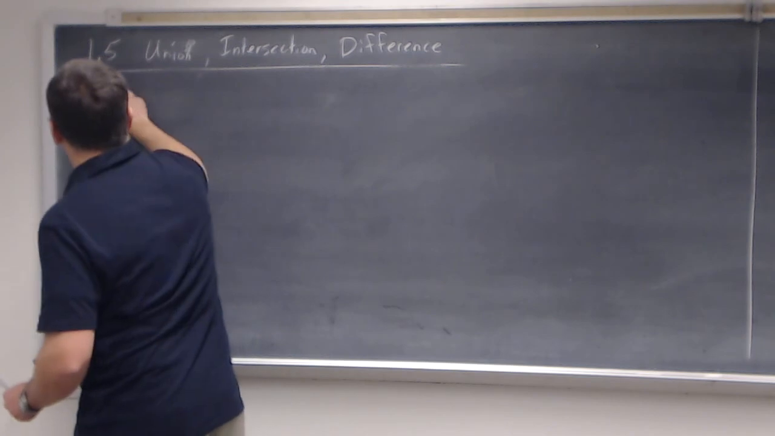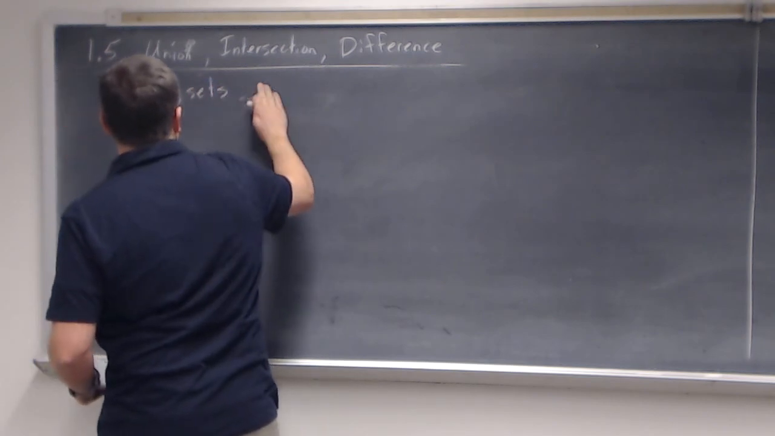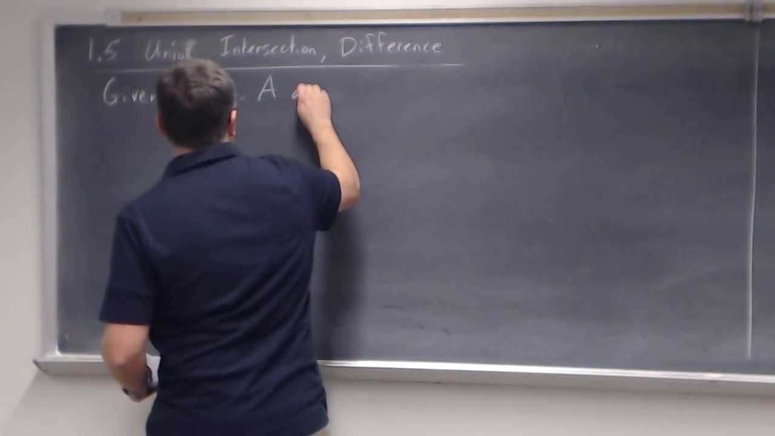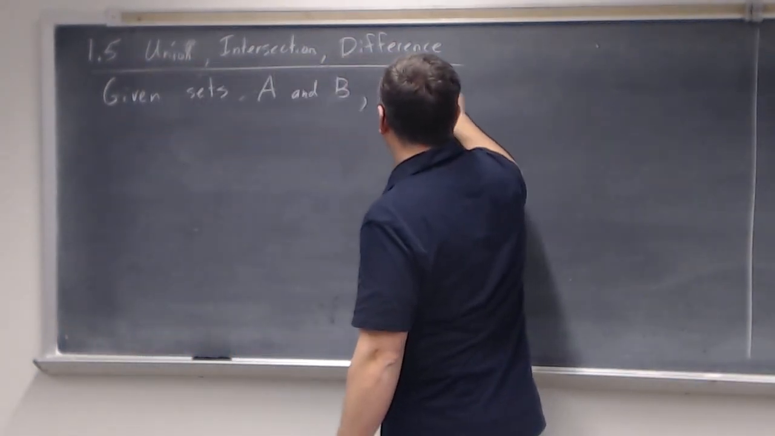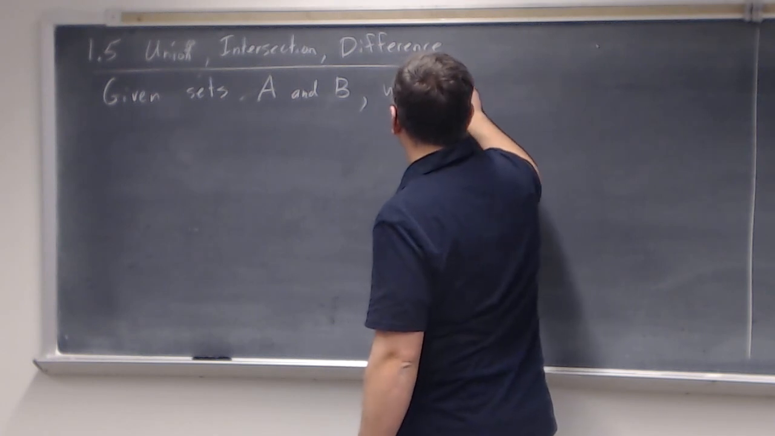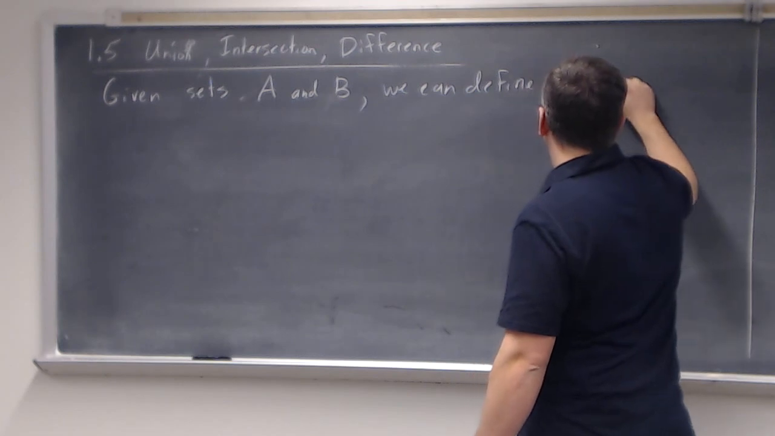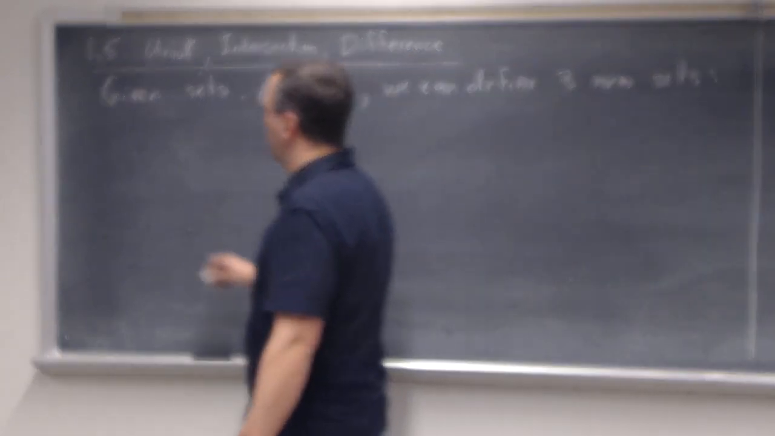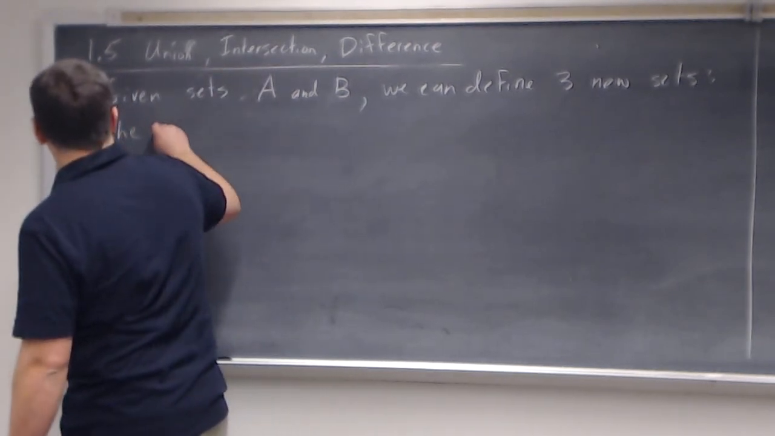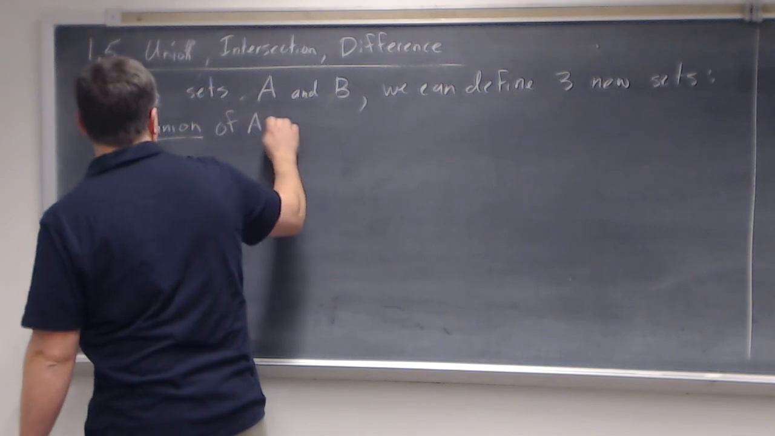Okay. So suppose you have two sets. Given sets A and B, we can define three new sets. First one, the union of A and B.